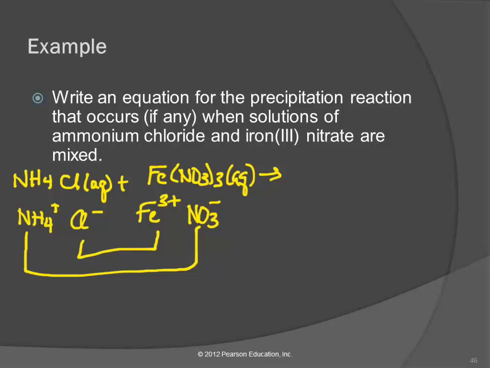So NH4, we're going to see if he gets along with NO3. And Fe 3 plus, we're going to see how he gets along with chloride. So you could save yourself a little bit of work by just checking these out for solubility right now. Ammonium and nitrate, if you look those up in the table, they both form soluble compounds with no exceptions.